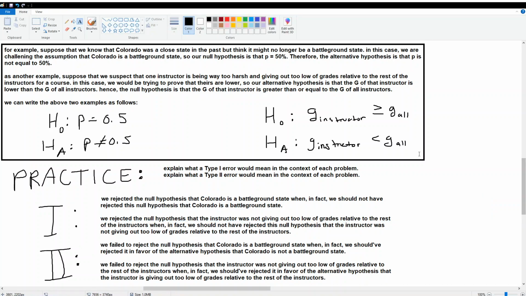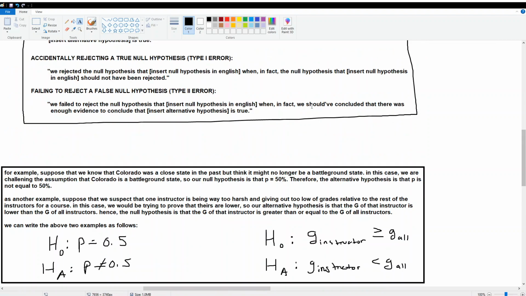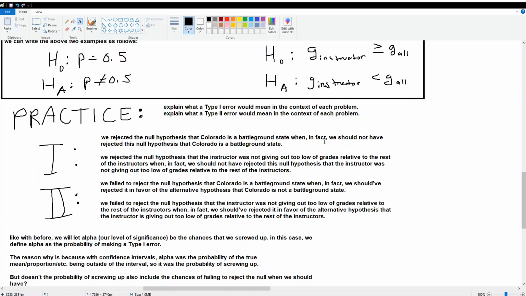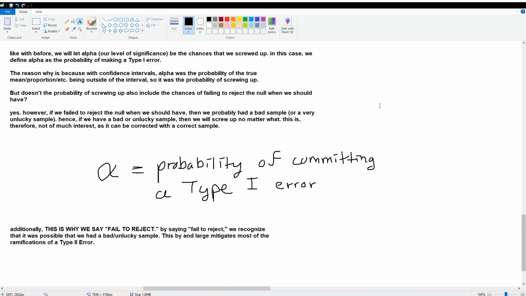So in summary, type 1: rejecting when we shouldn't. Type 2: failing to reject when we should. Okay? So now a natural question is, when do we reject? We have to set some threshold for where we say, I'm convinced, we reject.